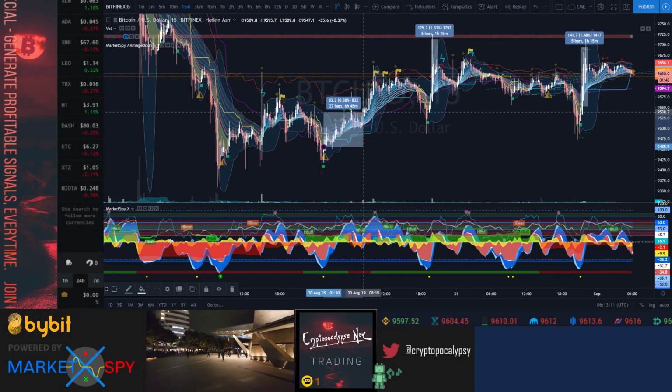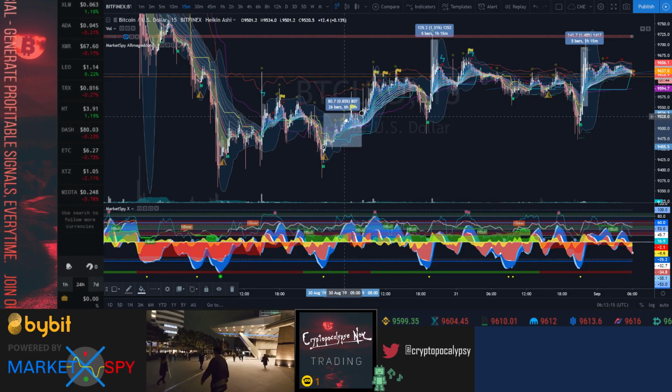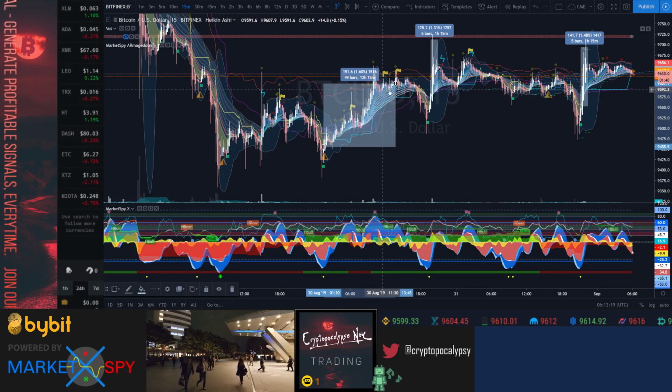What I do is I take a percentage off here, move my stop loss closer to the price where I took the percentage off, and let the rest ride and keep moving my stop loss.